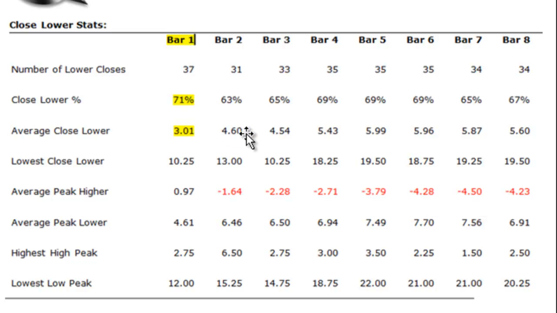And then after 2 bars, or 1 hour, it moves down by an average of about 4.6 points. And then you can jump up here to bars 4, 5, and 6, and you can see that it tops out at just about 6 points.